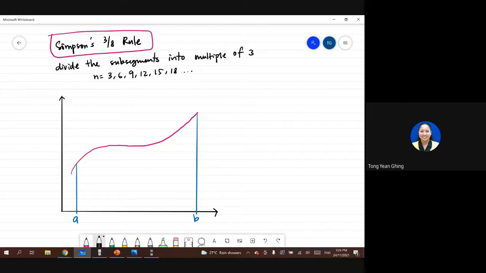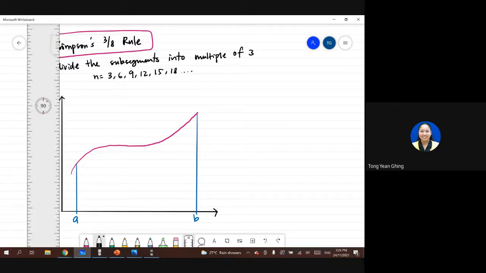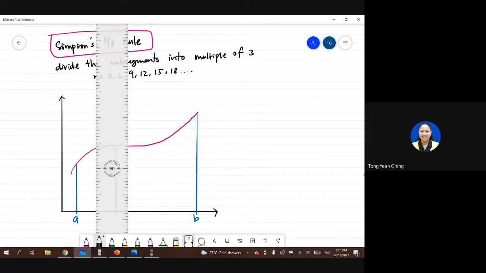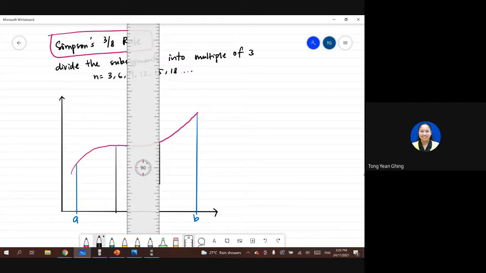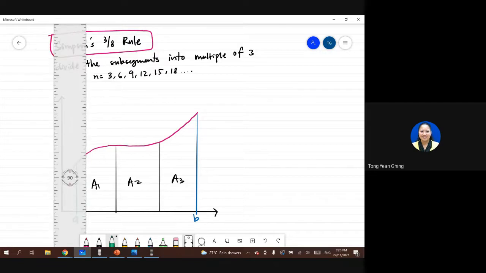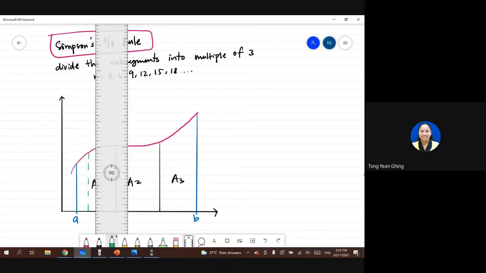So why is that? For Simpson's 3/8 rule, let's say we want to break it into 3. Okay, this one. Let's say I want to find, okay, this one split into something like this. Inside here I will divide into 3 segments. Try 3 more.